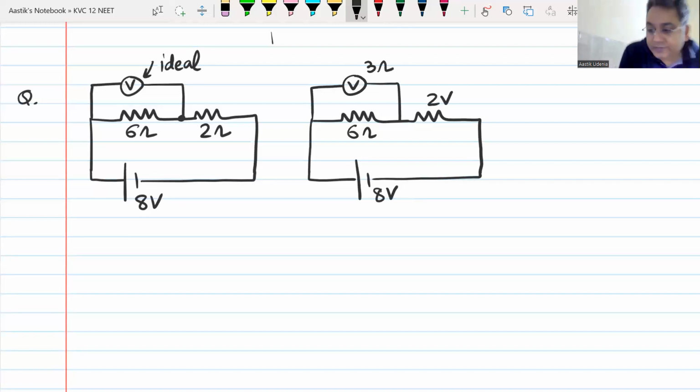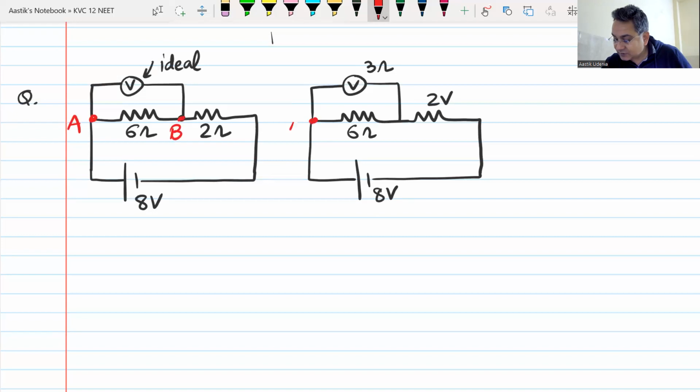Now we have these two questions. Same circuit. In one circuit, I have an ideal voltmeter whose resistance is infinite. In one, it is real. You have to find out the reading in the voltmeter. Whenever I talk about the reading in the voltmeter, it is the potential difference between these 2 points. Do we understand this? Where the voltmeter is connected?